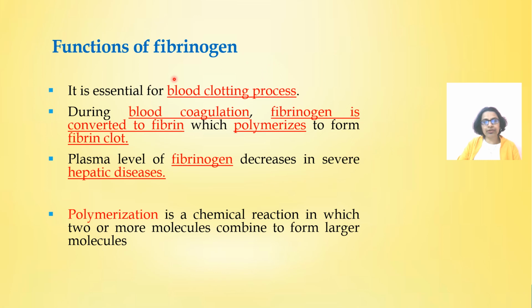Functions of fibrinogen: it is essential for the blood clotting process. During blood coagulation, fibrinogen is converted to fibrin, which polymerizes to form a fibrin clot. Plasma level of fibrinogen decreases in severe hepatic diseases. Then what do you mean by polymerization? It is a chemical reaction in which two or more molecules combine to form larger molecules.